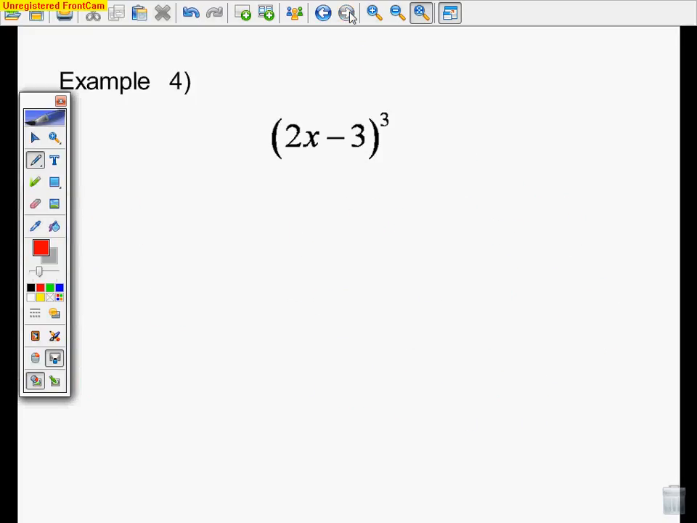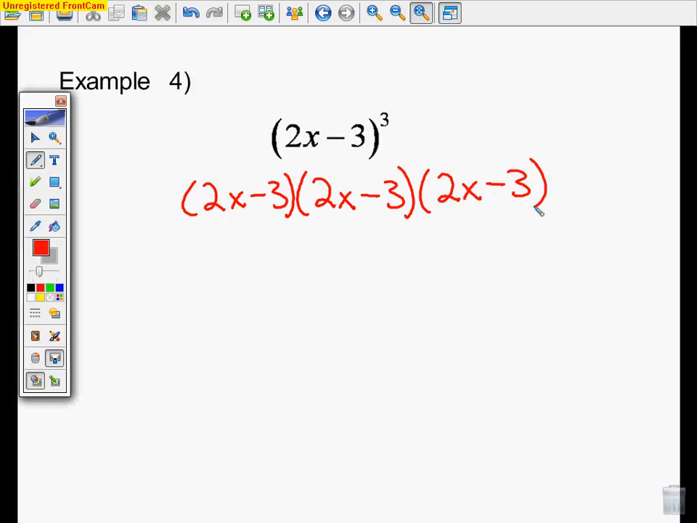This problem is going to be similar to the last. Again, you know that 2x minus 3 cubed means that we're going to have this base written down 3 times. So this means 2x minus 3 times 2x minus 3 times 2x minus 3. Now going back to what we talked about in 6.5, this means that we're going to multiply 2 of the binomials together, get an answer, and then multiply that answer by the other binomial. So let's just concentrate on multiplying these two together.